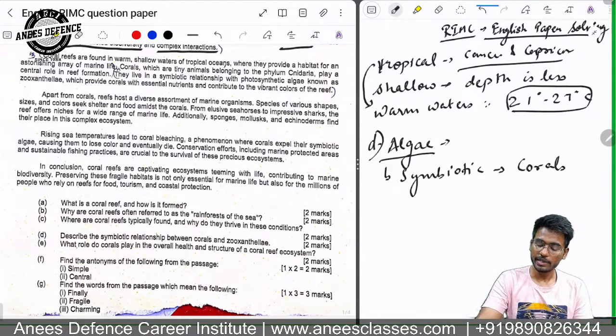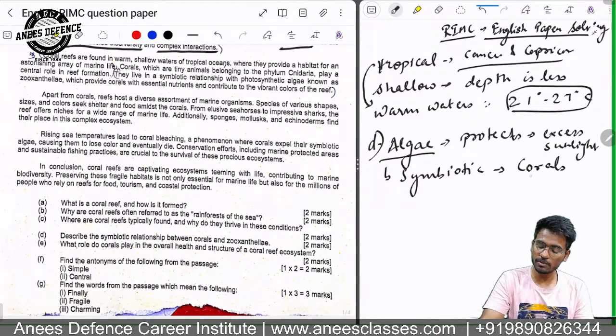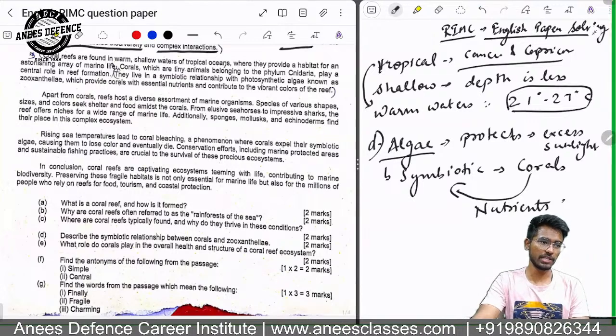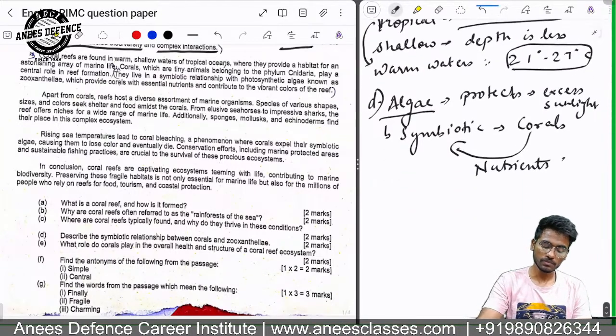This algae, it protects the coral. It protects the corals from the excess sunlight. And in turn, the coral will provide the algae with the necessary nutrients. So, this is the relationship between the coral and the algae. The E part.